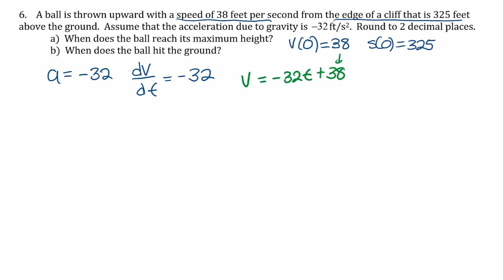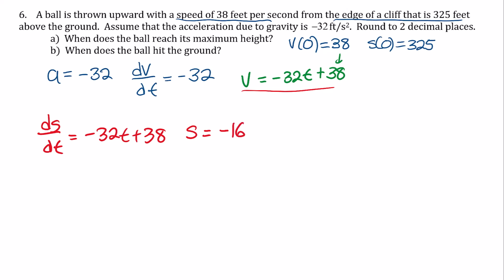All right, now let's go ahead and get position, because we have velocity and we know that velocity is the derivative of position, so we can take that velocity equation, put it equal to ds/dt here. And again, we're going to do the antiderivative, so we get s equals negative 16t squared. That was one higher power, reciprocal of the power there. And then plus 38t plus c, but our c is s naught, so we'll go ahead and just put that in, 325.